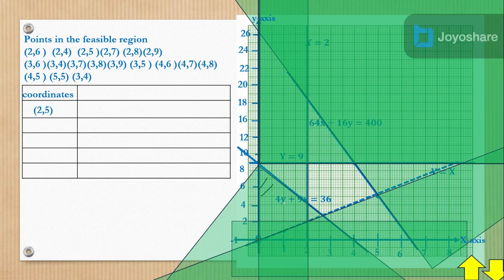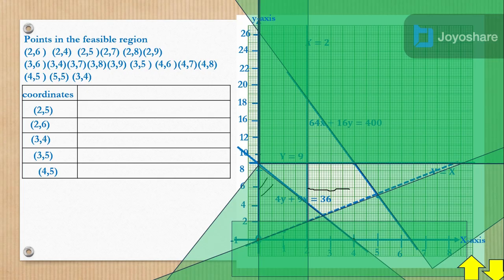The coordinates we are going to use now to minimize means we must get a smaller value, and to minimize means I'm going to pick the coordinates from the lower corner. We pick coordinates from the lower corner, and that will mean that we have coordinates (2, 5), (2, 6), (3, 4), (3, 5), and (4, 5). Coordinates in the lower corner, we are picking from here like this.